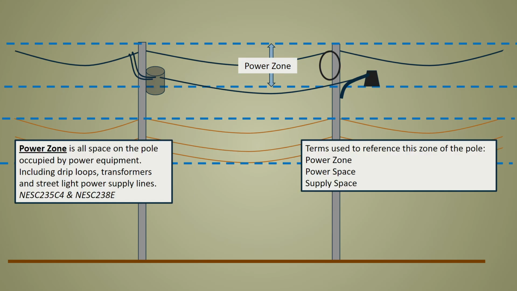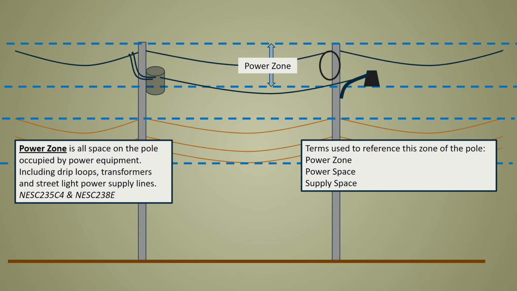So your power zone is that portion of the pole that is used for everything that has to do with the power company. That doesn't just include the power lines, but it's your drip loops, transformers, street lights, any equipment that the power company uses to bring power to your home or to a substation, that is the power zone. If you want to know precisely what that equipment is, you can check out your NESCs.